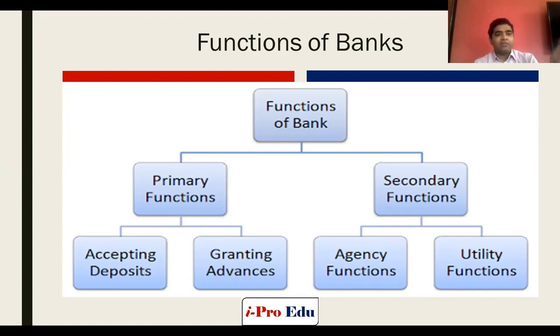There are many types of loans which banks tend to give to people who are in need of money: business loans, consumer loans, long-term or short-term loans. There are peculiar types of loans like gold loans, personal loans, education loans. These are the different types of loans which are categorized according to the purpose for which they are taken. So these are the two primary functions of banks: accepting deposits and granting loans and advances.